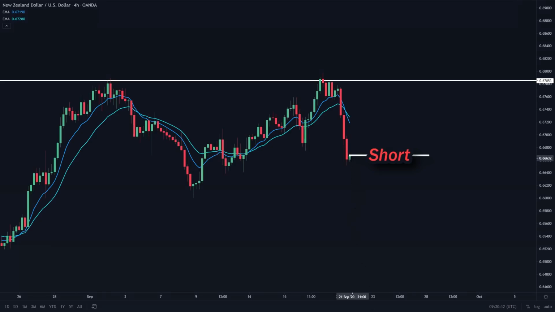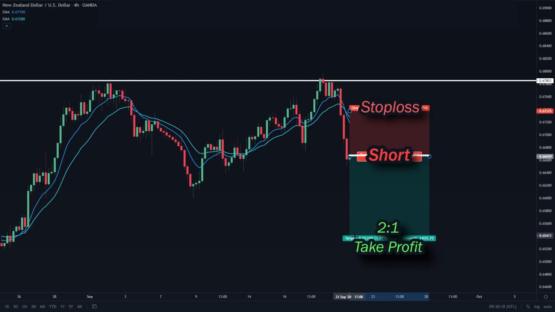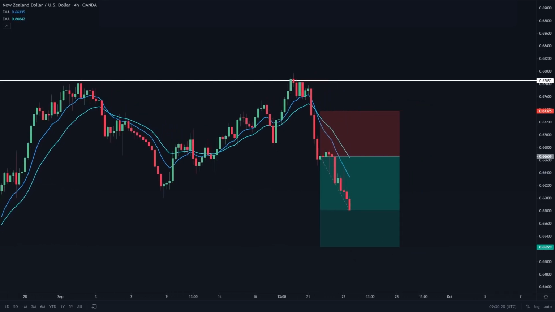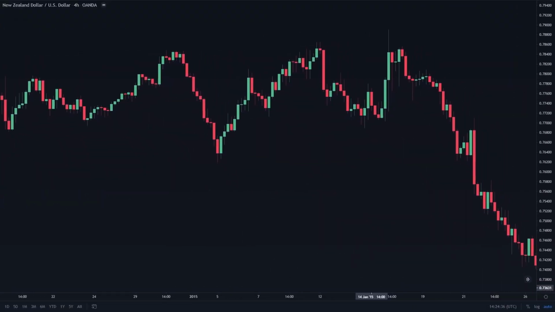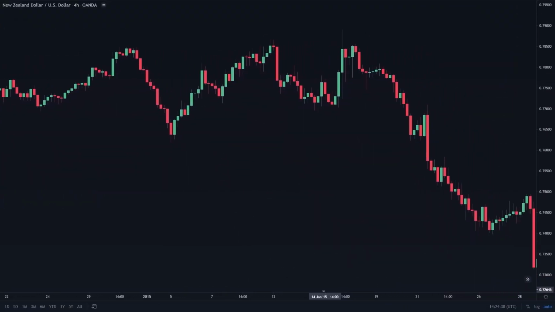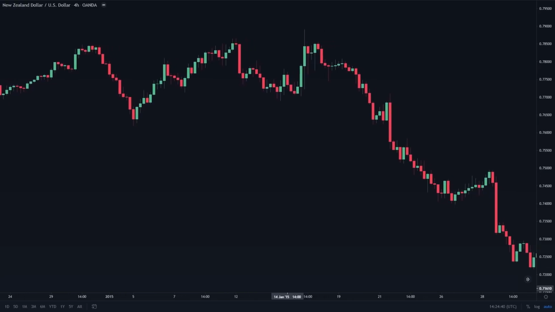Now, for your exit strategy, you can place your stop loss right where the EMA crosses over and set your profit target at 2-to-1 risk ratio. And as you can see, this ends up being another profitable trade. So those are all the different strategies that you can use to spot reversals using the day trader technique.